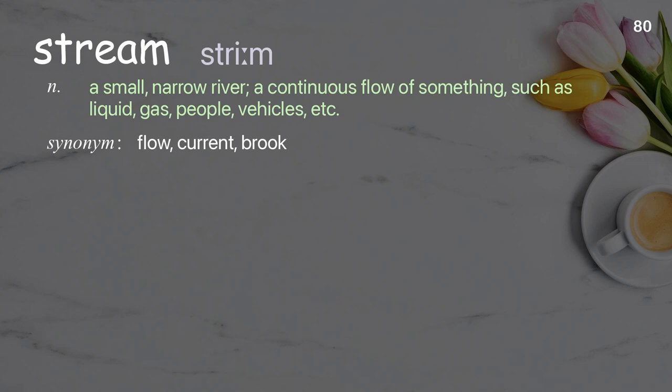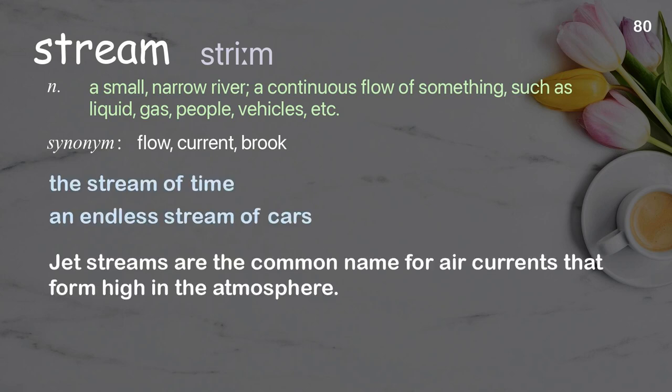Stream. A small, narrow river. A continuous flow of something, such as liquid, gas, people, vehicles, etc. Examples: the stream of time, an endless stream of cars. Jet streams are the common name for air currents that form high in the atmosphere.